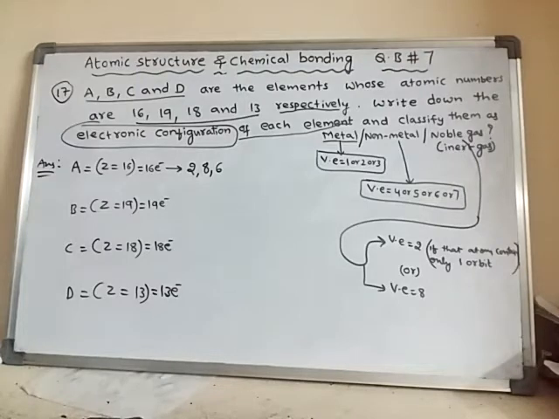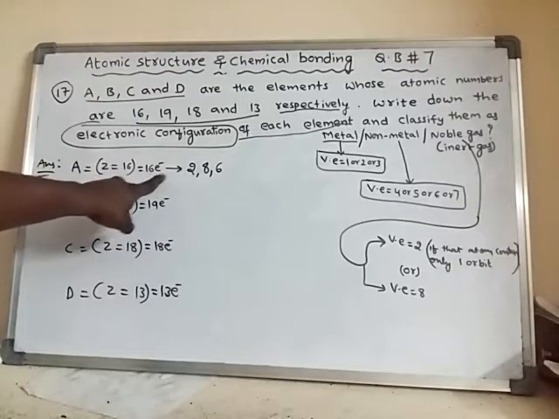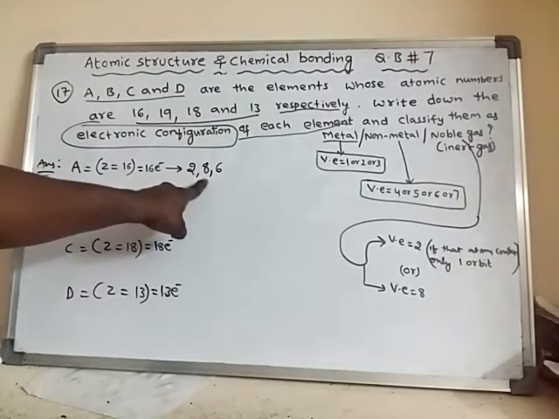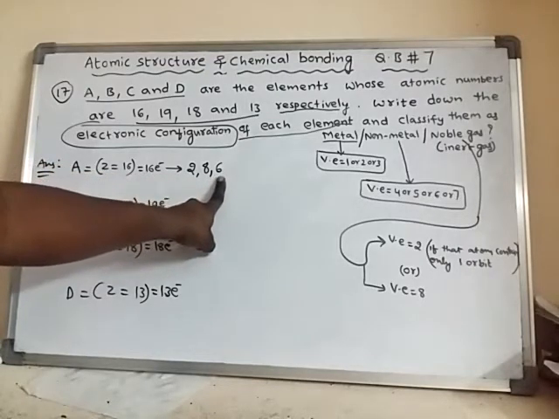What is the maximum capacity of the third orbit? It is 18 electrons. But in this atom, as there are only 16 electrons, the first 2 orbits take 10 electrons and only 6 electrons are left over, and those 6 electrons are written in the third orbit.